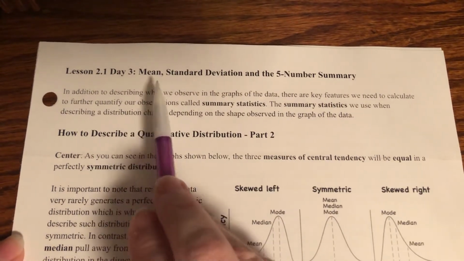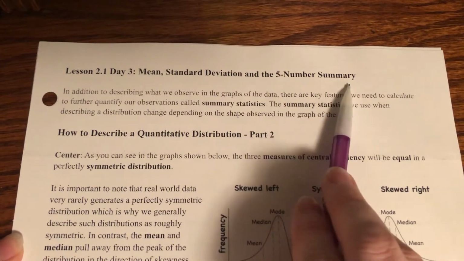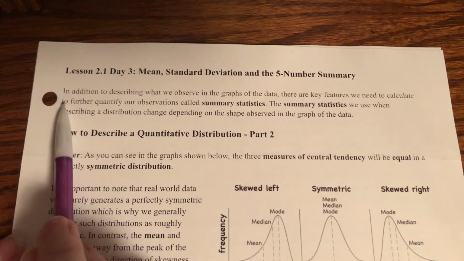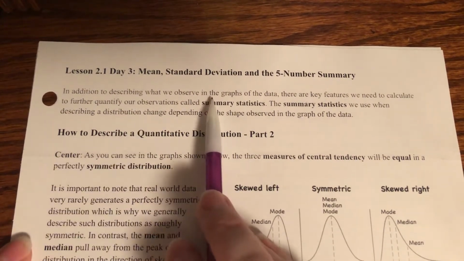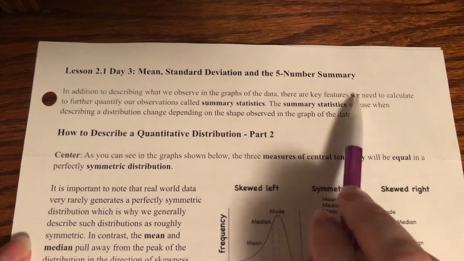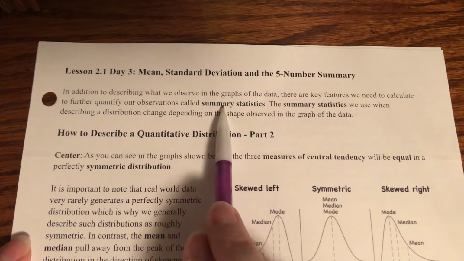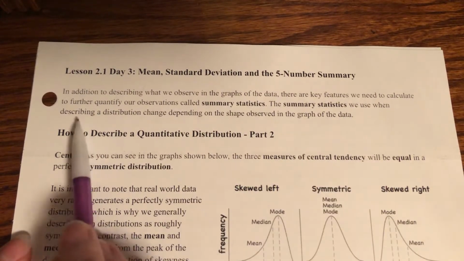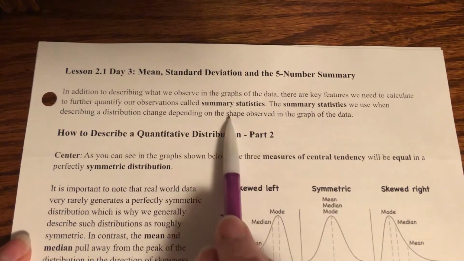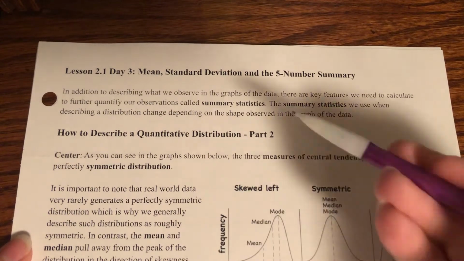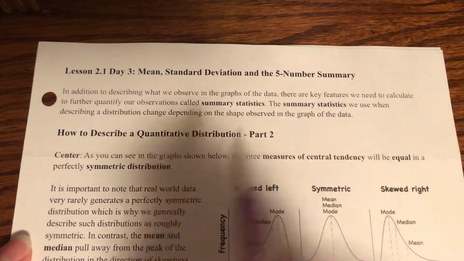Today we're going to be discussing mean, standard deviation, and the 5-number summary. In addition to describing what we observe in the graphs of the data, there are key features that we need to calculate to further quantify our observations called summary statistics. The summary statistics we use when describing a distribution change depending on the shape observed in the graph of the data. That's why we discussed shape yesterday.